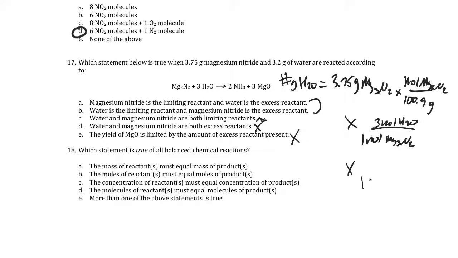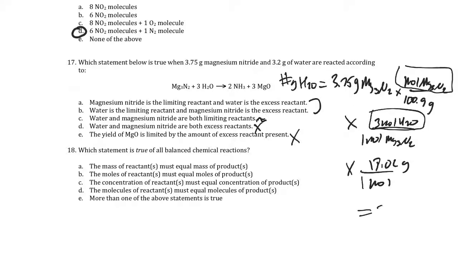And then 1 mole of water has a mass of 18.02 grams. So we're saying how many moles of Mg3N2 are present. For every 1 mole that's present, we have to triple that for the moles of water that have to be present, and then account for the molar mass of water. So we got 3.75 divided by 100.9 times 3 times 18.02 gives me 2.01 grams of water that we need to react with this quantity of Mg3N2.